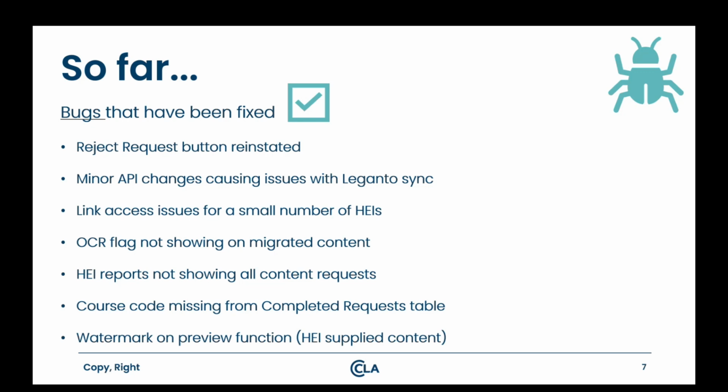The first one, a handful of you made us aware that the reject request button was no longer present after progressing from an academic request to a content request. This has now been reinstated and we've been informed is working as expected, which is great. We also had a handful of customers notify us about their Leganto syncs not working correctly at launch. This was because there were a few small changes we weren't anticipating that affected the API connection with Leganto and the DCS, but these have now all been fixed.